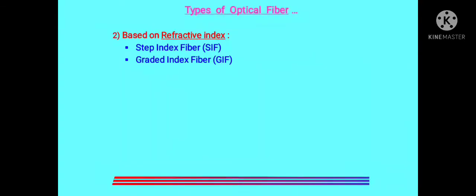The second parameter of classification of optical fiber is refractive index. Actually, the refractive index determines how fast light can travel through the medium. If higher is the value of refractive index, then lower is the speed of light through it. So in simple words, we can say that in a denser medium, light travels slow, whereas in a rare medium, light travels fast. So according to refractive index, there are two types of optical fibers. First is step index fiber and second is graded index fiber.